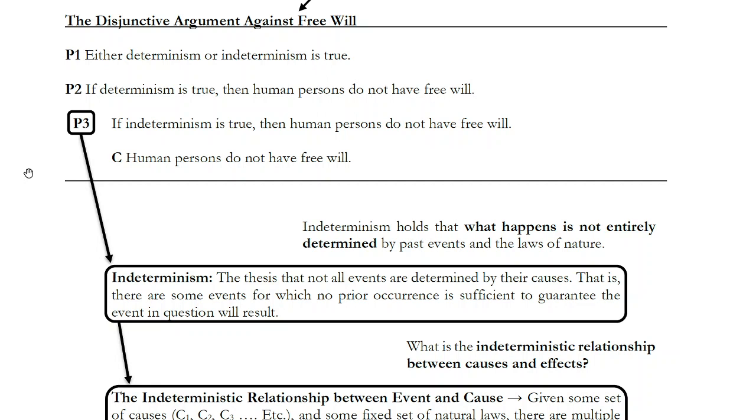But you might say, wait a minute, there's still a second option, there's still indeterminism, which we haven't touched on at all. And you might ask, does that allow us to have free will? What if the universe is like that? Well, as you can see in the third premise of this argument, the argument also claims that indeterminism undermines free will. If the universe is set up in an indeterministic way, we also cannot make free choices. But before we see why that is, we first need to know what indeterminism is.